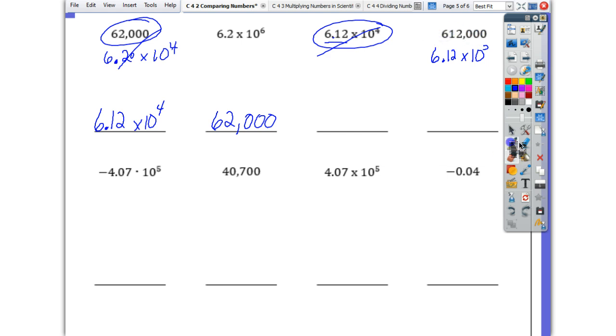So we put our original, 612,000, using commas with all these zeros. And then finally, the largest one, 6.2 times 10 to the 6th power.